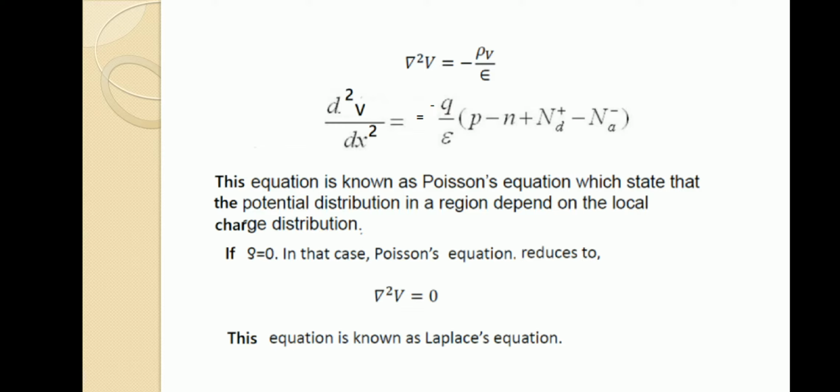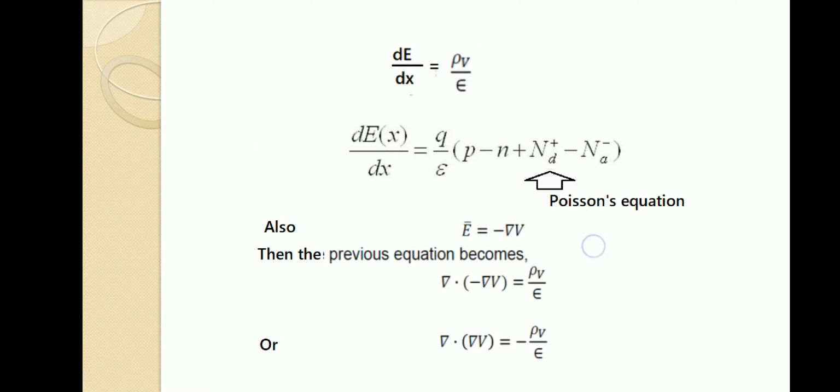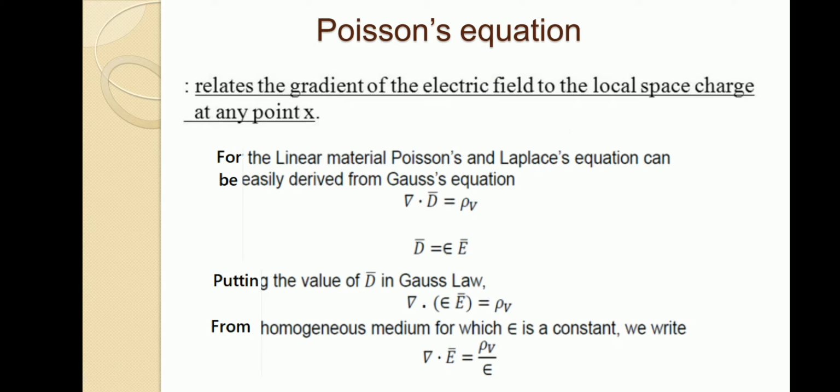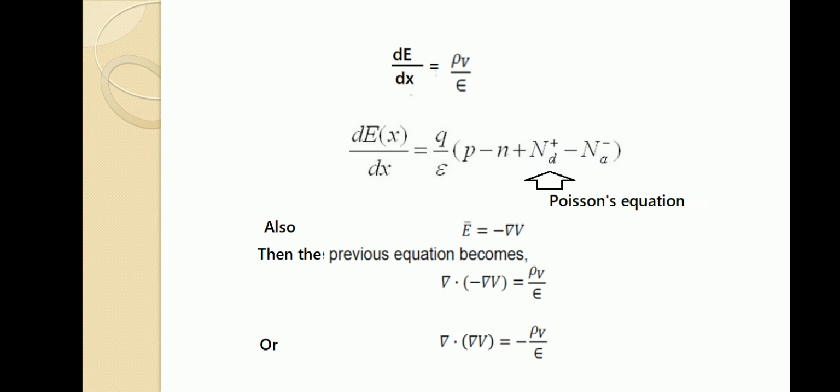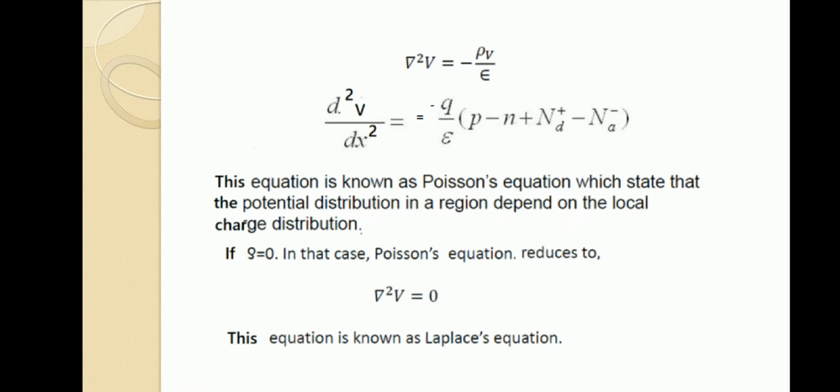Here we relate the potential distribution in a region to the local charge distribution. Poisson's equation relates the gradient of the electric field to the local space charge in a region. Similarly, the potential distribution in a region is also related to the local charge distribution. Using Poisson's equation, we can find the electric field intensity as well as the potential distribution in a region.